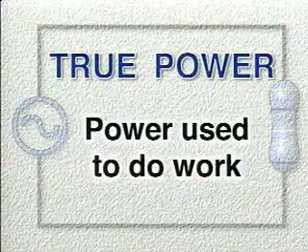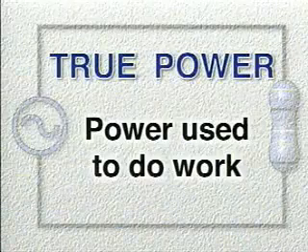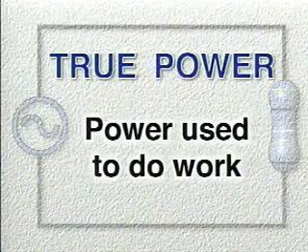In an AC circuit, there are three different kinds of power: true power, reactive power, and apparent power. True power in an AC circuit is power that is actually used to do work. The power in a purely resistive circuit is true power.